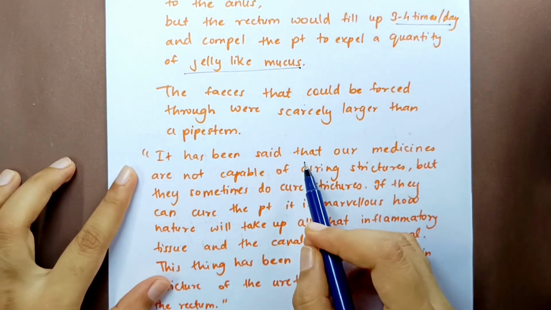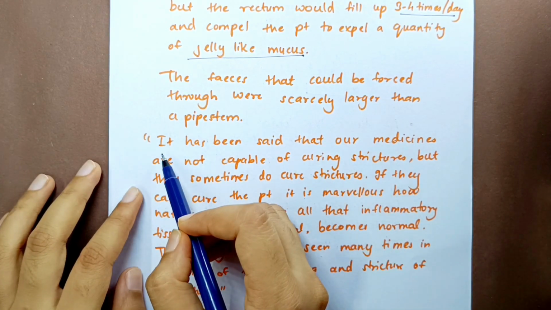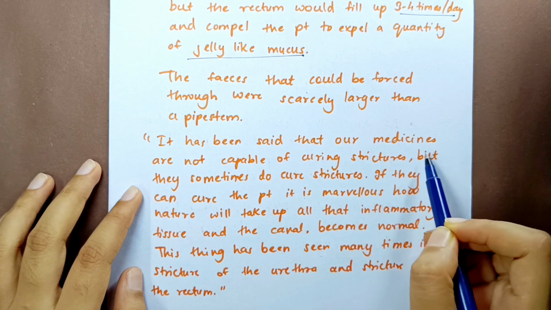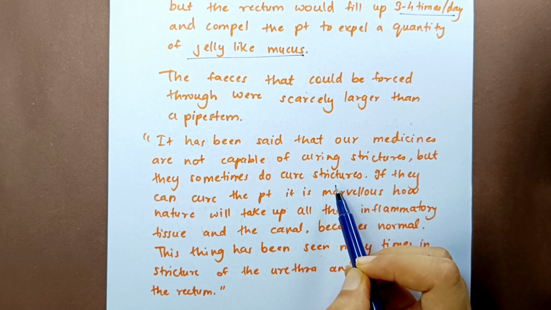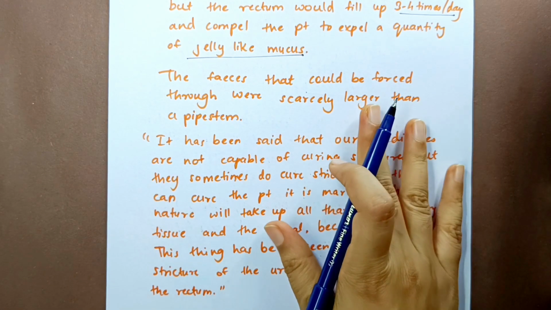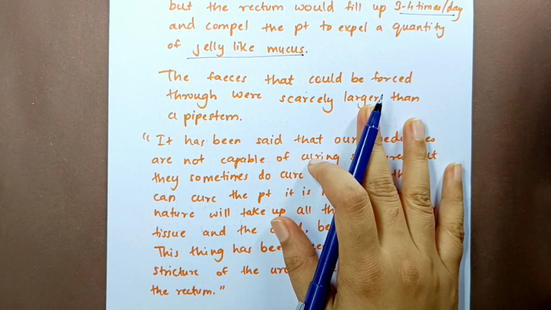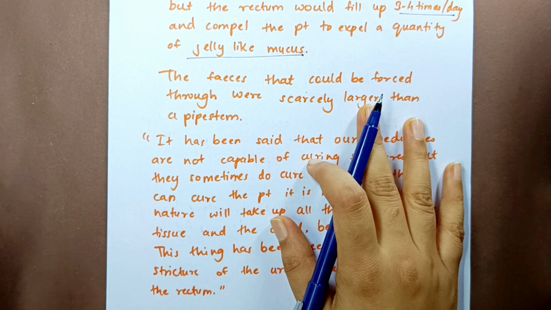This is what Dr. Kent says, and it is very important. He says that it has been said that our medicines are not capable of curing strictures, but sometimes they do cure strictures if they can cure the patient. That is what we say. Symptoms are not something that we're curing, disease is not something that we're curing; we cure the patient as a whole. When we stimulate the vital force, the body will cure itself, heal itself.